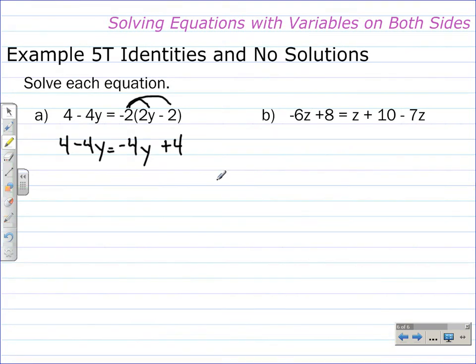Next step is to eliminate the y, so we add 4y to both sides. And what happens is the y's completely cancel, leaving us with this equation 4 is equal to 4. Now what that means is that 4 is always equal to 4, therefore this equation has all real numbers as a solution, or as we like to call it, the identity.